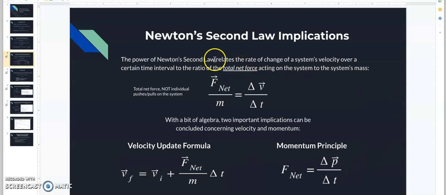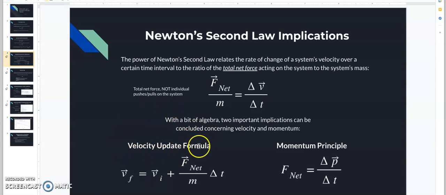So Newton's second law is extremely powerful because it relates the rate of change of a system's velocity over a certain time interval to the ratio of the total net force acting on the system to the system's mass. Now it's important to note that this is the total net force, not individual pushes or pulls on the system. We cannot isolate individual ones, we just know the total net force, which is still extremely powerful.